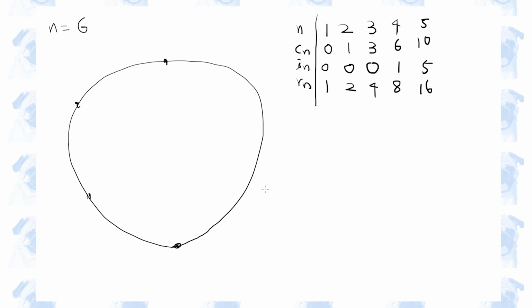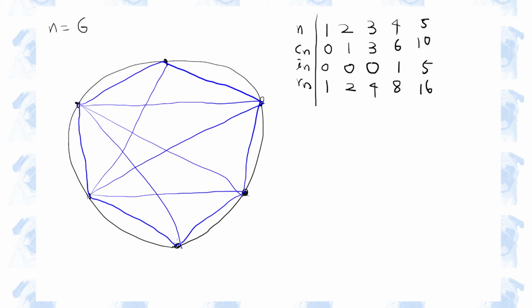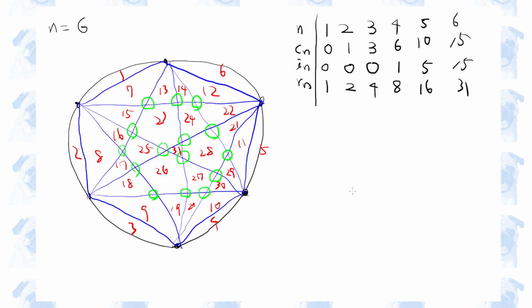For n equals 6, we have 6 dots, and counting the chords we get 15. Counting the intersections, we get 15. Counting the regions, we get 31. So this was the brute force method.